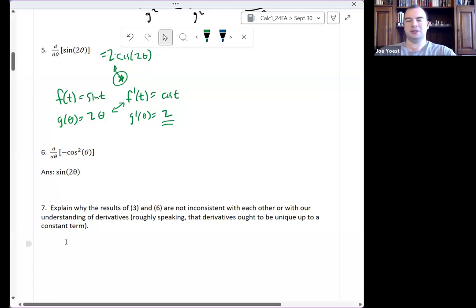Did anybody come up with an answer to number 7? The rest of these are pretty procedural. This is a little bit of a deeper answer. Any thoughts on this?